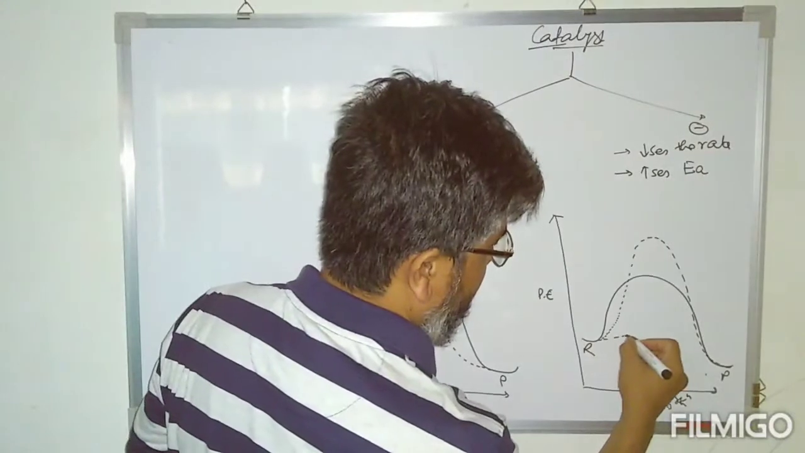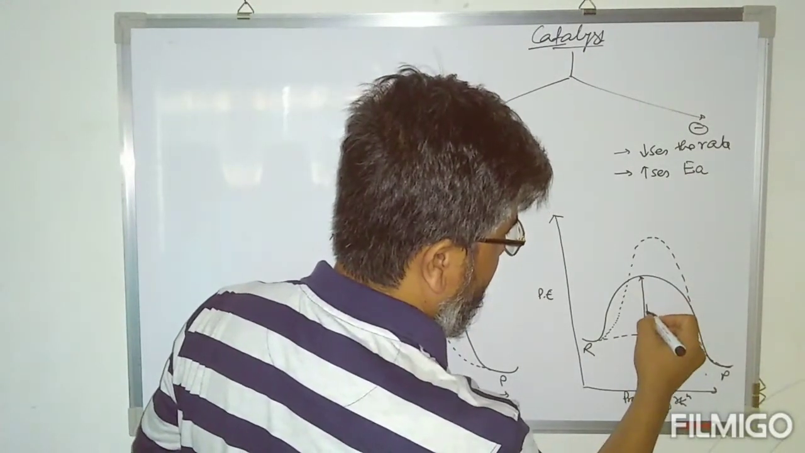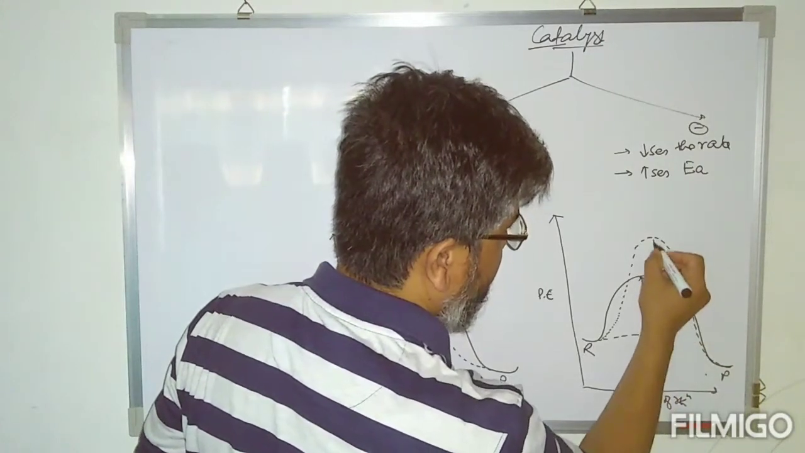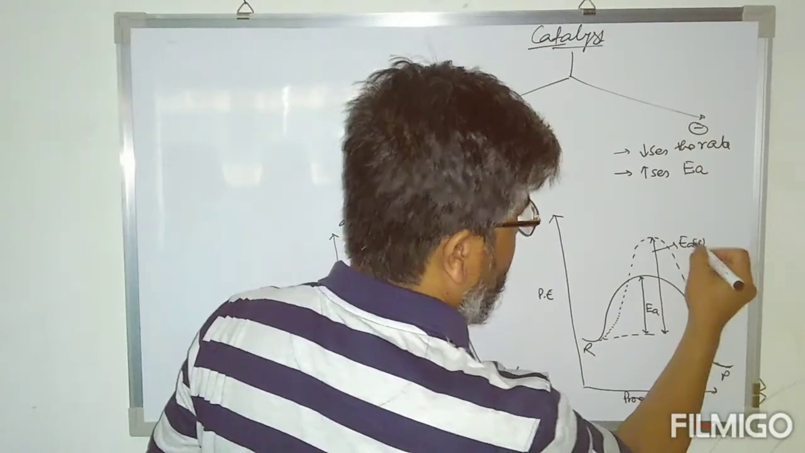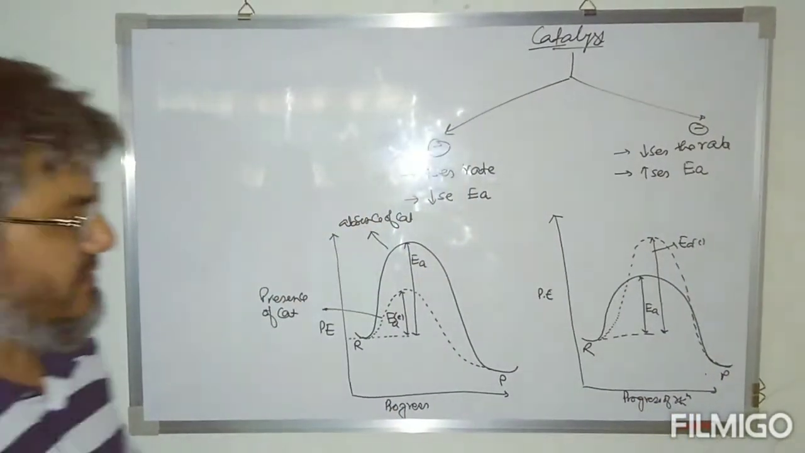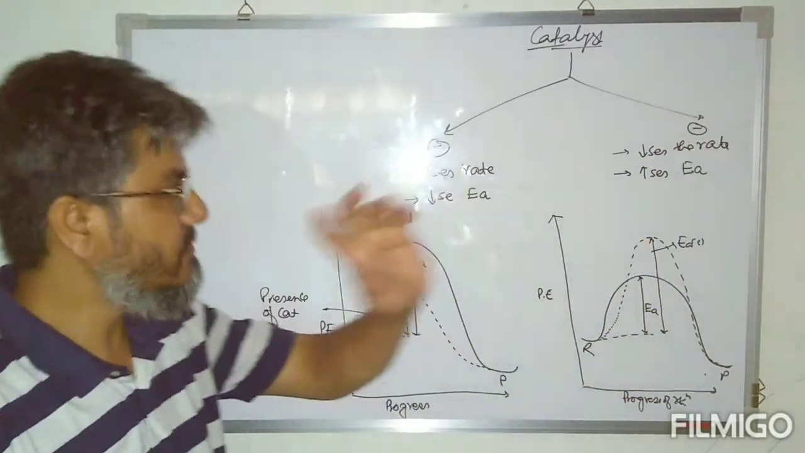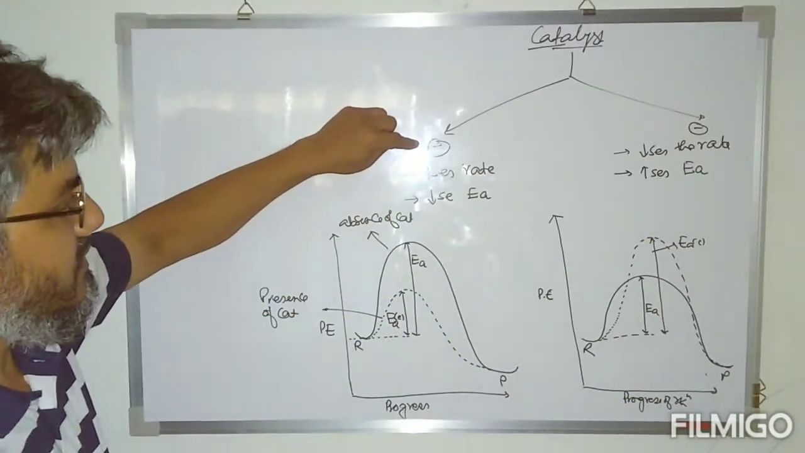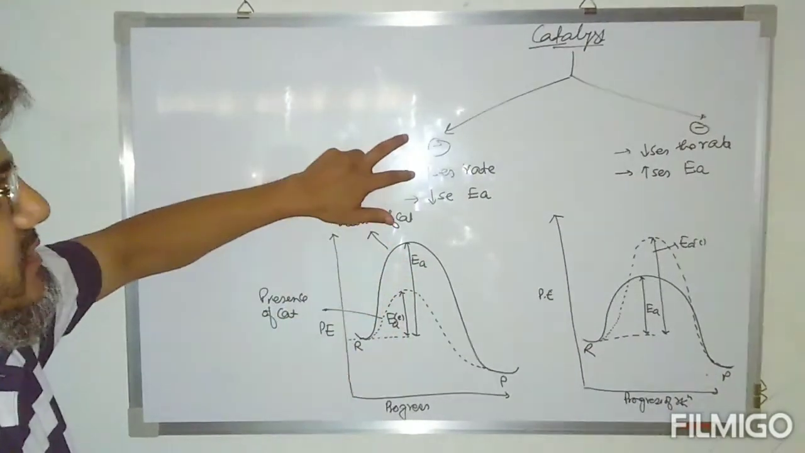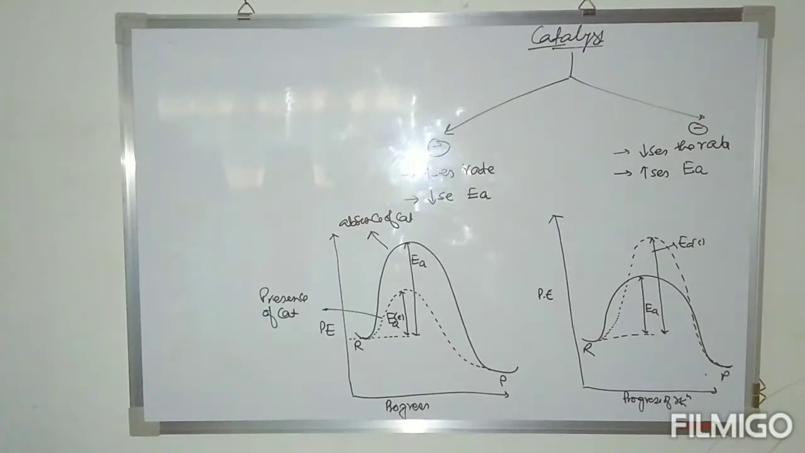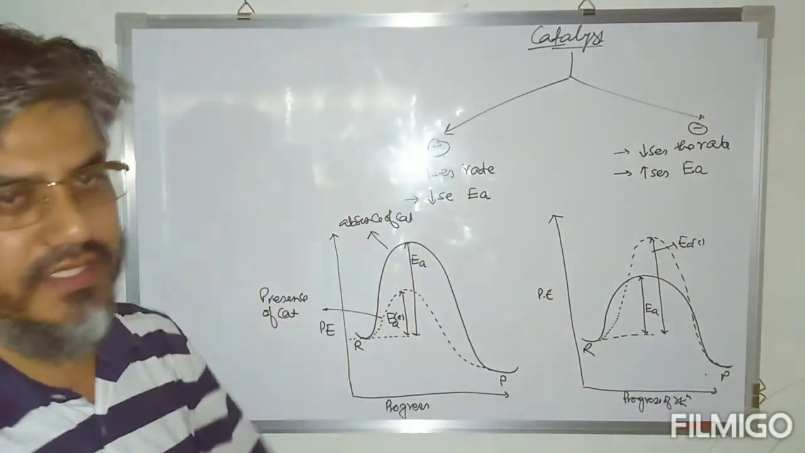So this is the activation energy in absence of catalyst. This is the activation energy in presence of catalyst. So negative catalyst increases activation energy, which decreases the rate of reaction. Positive catalyst decreases activation energy and correspondingly increases the rate of the reaction. So this is positive and negative.